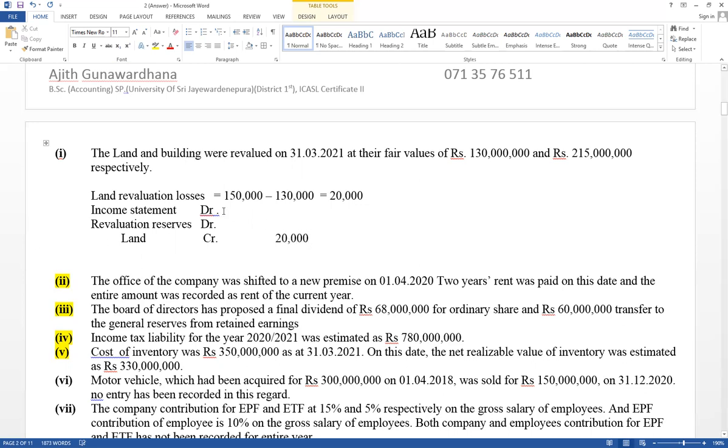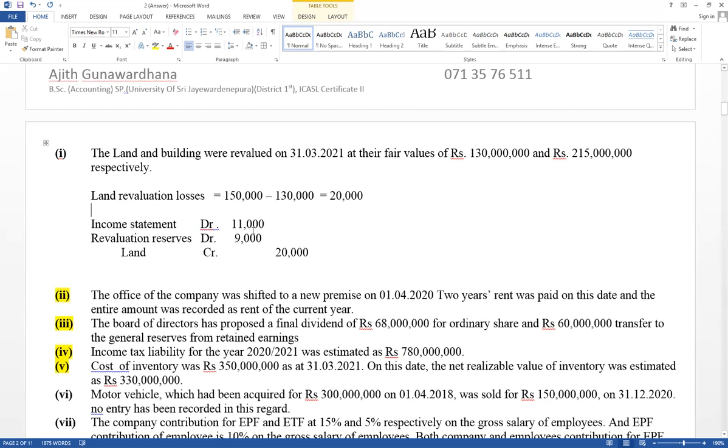Total value land account credit. But normally the loss should be debit profit and loss accounts. But the trial balance has given land revaluation reserves 9,000, an amount equal to the previous year surplus. Revaluation reserves account debit and balance part income statement debit. Therefore, income statement should be debit only 11,000. Land account credit 20,000 total value. Think about this year loss equal 20,000.